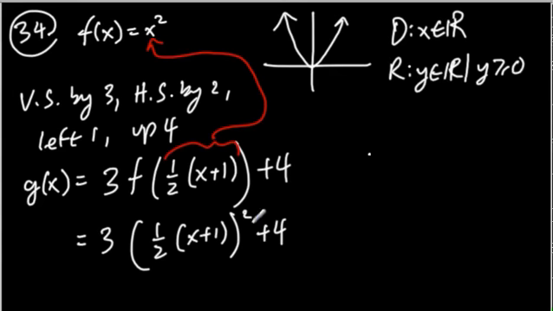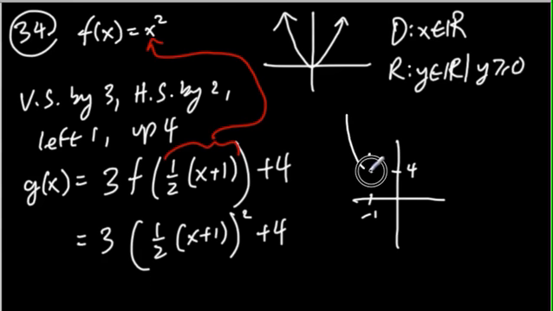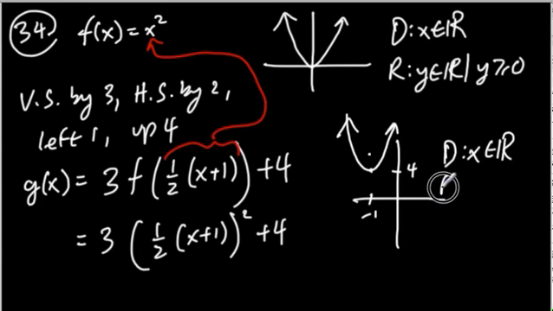So that's the quadratic form. And since there's no reflection, it'll always be facing up. And it's left 1 and then up 4. So it's there. Okay, so the domain is x is an element of reals, and the range is y is an element of reals, and y is greater than or equal to 4. All right, so that's 34.